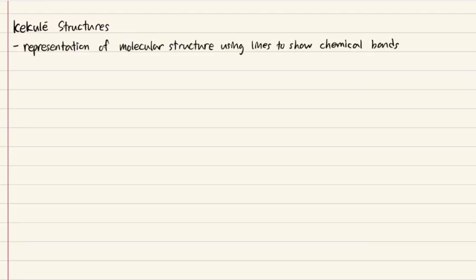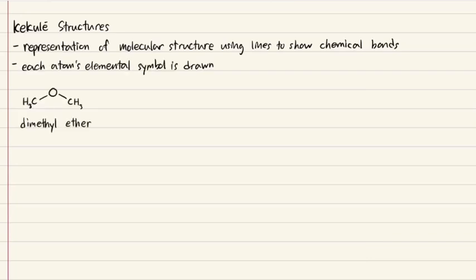Kekulé structures are a way to represent the molecular structure of an organic molecule using lines to show chemical bonds between atoms. In these structures, each atom is drawn in as its elemental symbol, such as oxygen being O and methyl groups being CH3 in dimethyl ether. In these structures, we can omit the non-bonding electron pairs for simplicity, but it's important to remember they are still there.